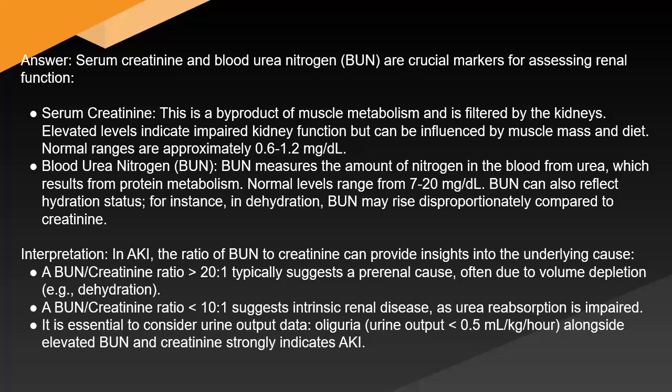A BUN to creatinine ratio over 20:1 typically suggests a prerenal cause, often due to volume depletion, e.g. dehydration. A BUN to creatinine ratio near 10:1 suggests intrinsic renal disease, as urea reabsorption is impaired. It is essential to consider urine output data. Oliguria, urine output below 0.5 mL/kg/hr, alongside elevated BUN and creatinine strongly indicates AKI.